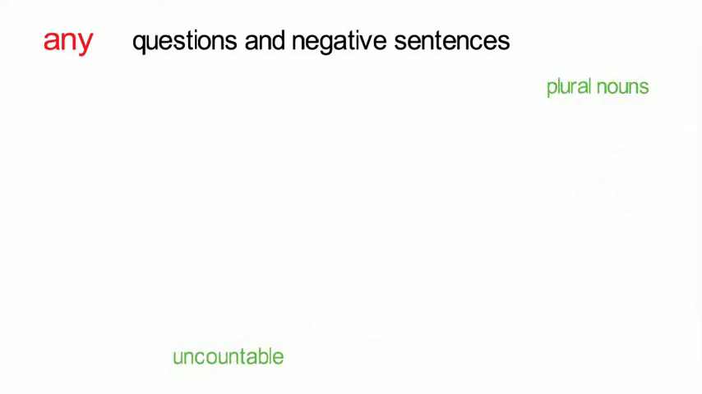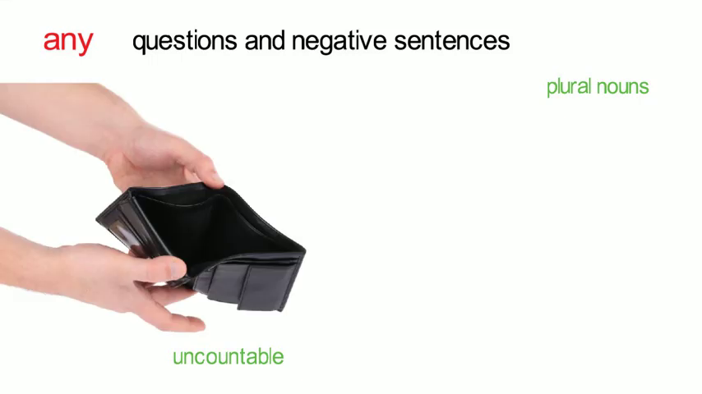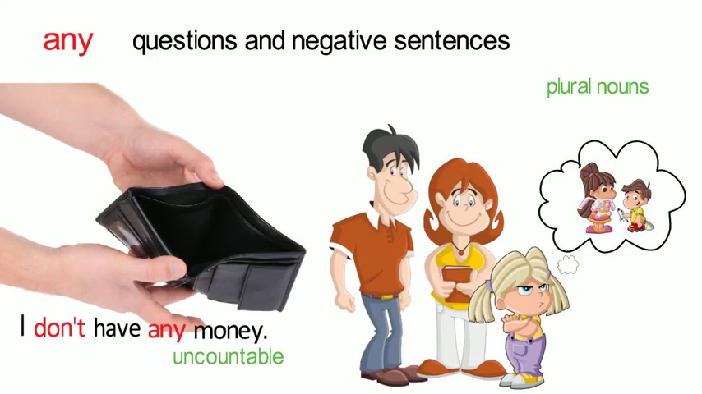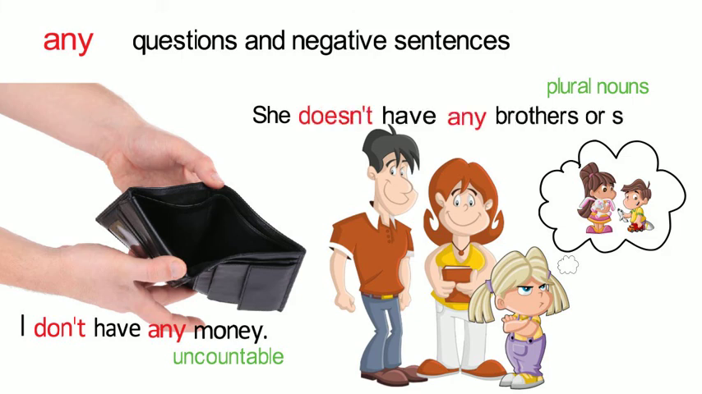So, an example of a negative sentence might be, I don't have any money, or she doesn't have any brothers or sisters. Money is an uncountable noun, but brothers and sisters are plural countable nouns.